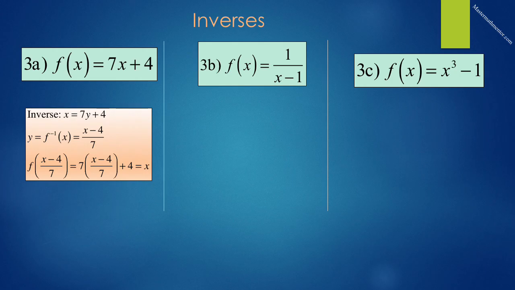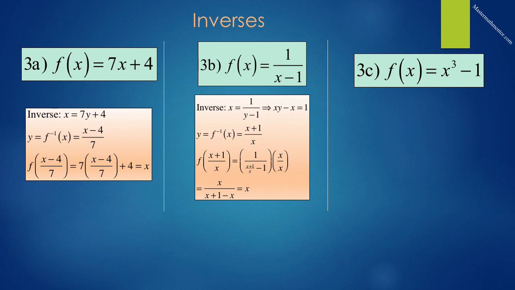In 3a, we are given f of x equals 7x plus 4. The inverse, therefore, is x equals 7y plus 4. And therefore, solving for y, we get y, which is f inverse of x, is equal to (x minus 4) over 7. Looking at f of f inverse of x, we get f of (x minus 4) over 7. Therefore, we plug in (x minus 4) over 7 for x, and we get 7 times (x minus 4) over 7, plus 4. And doing the cancellation, we end up with x.